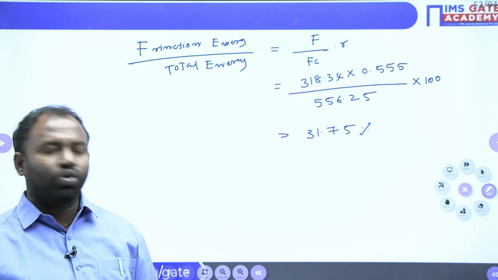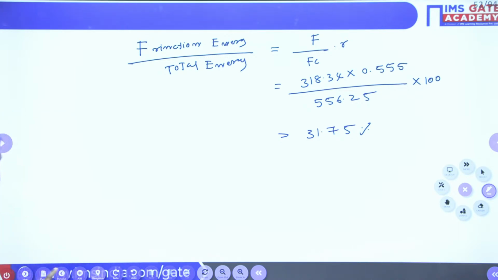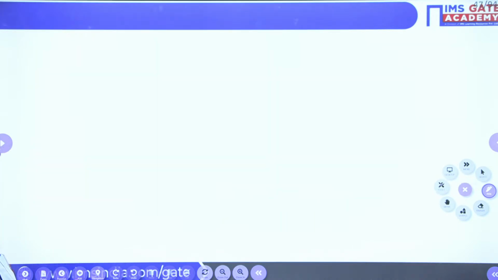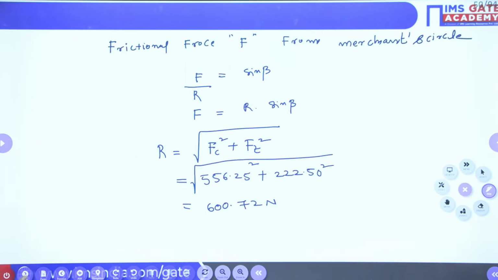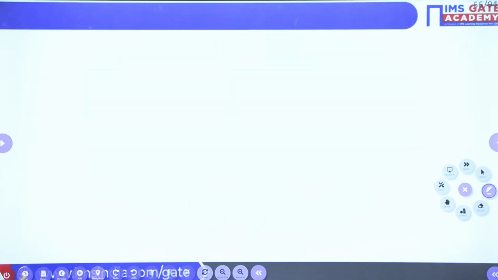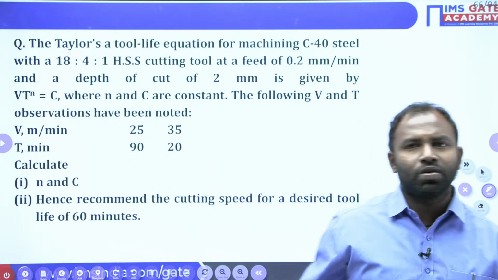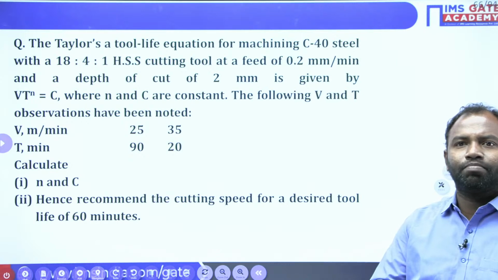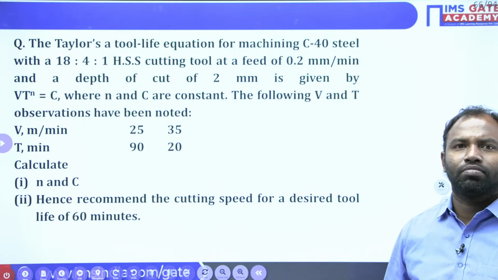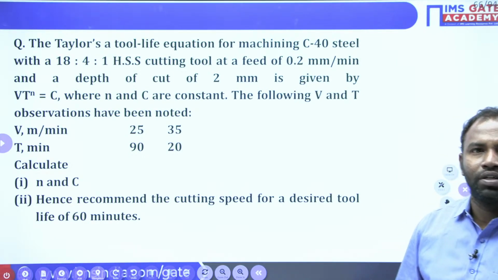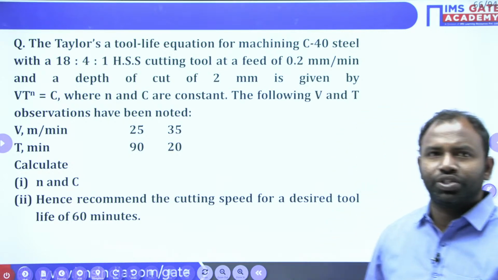Finished now? So now hope you understand the question. Like that you are supposed to calculate. Now let us go for the next question. Have a look at this question, guys. I'll be back in a minute.